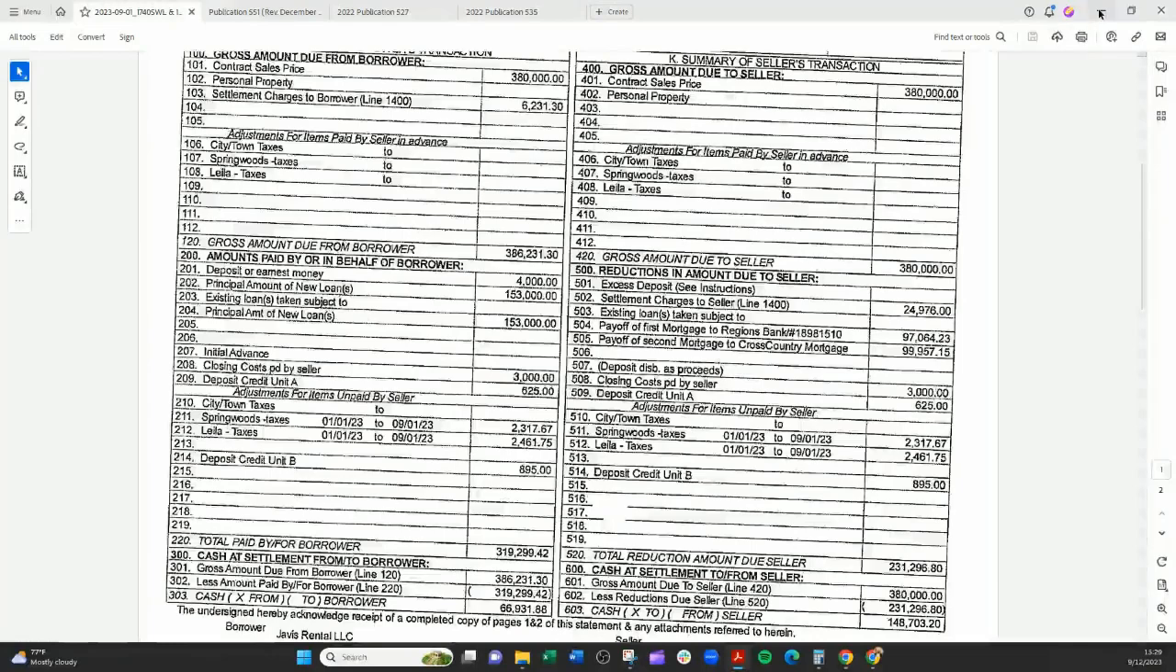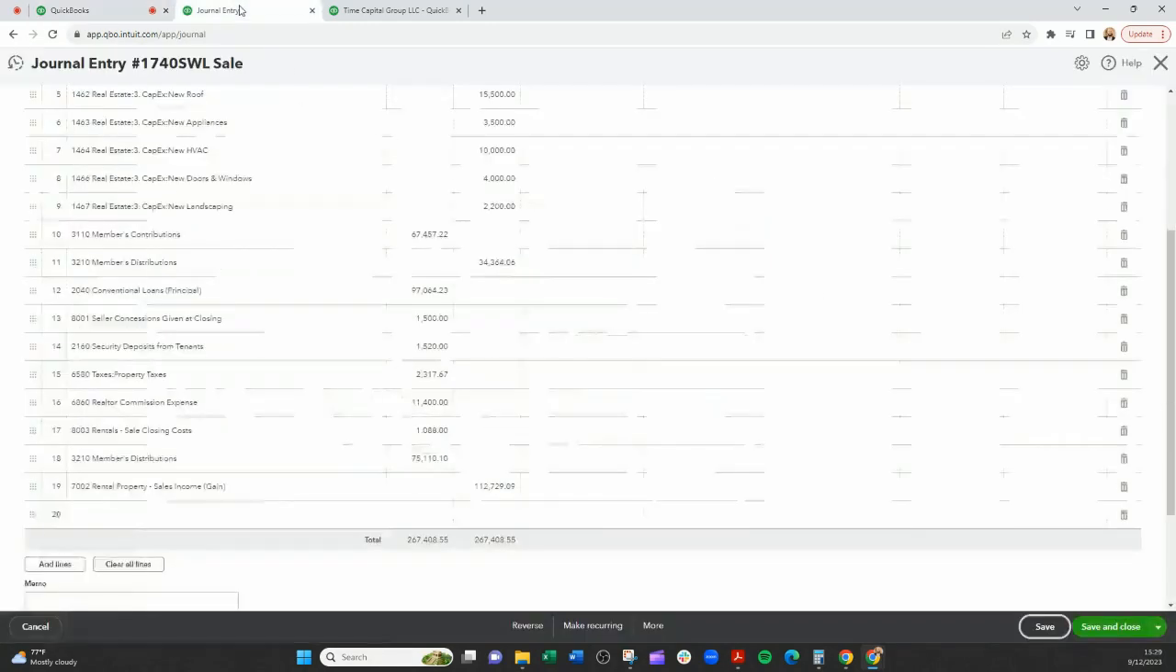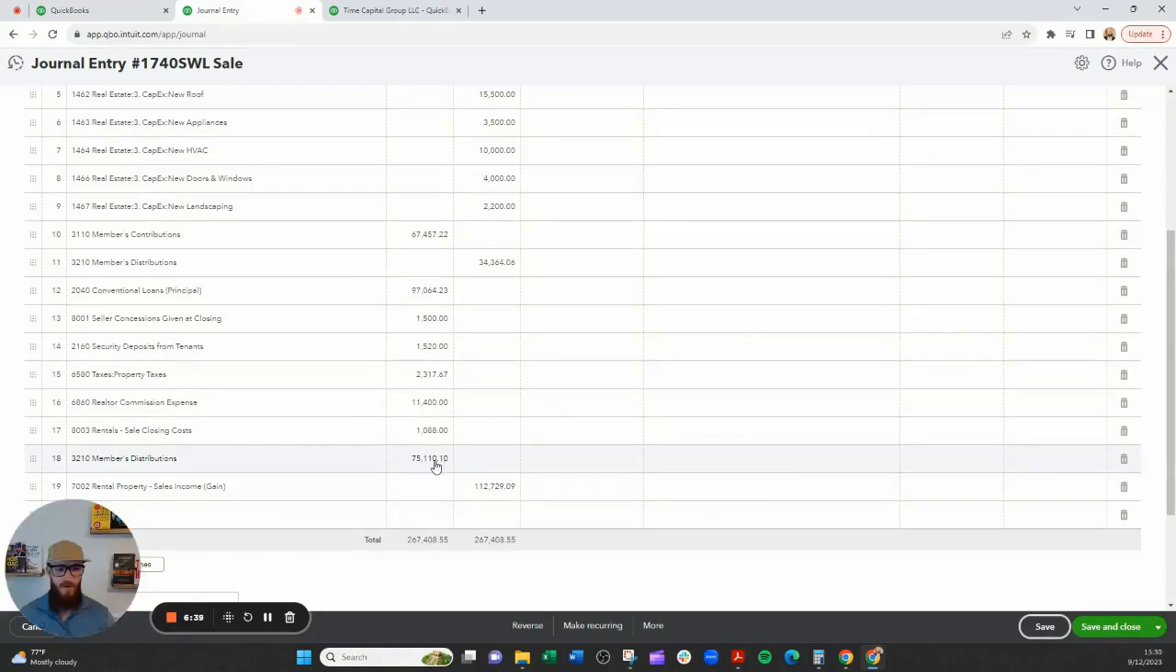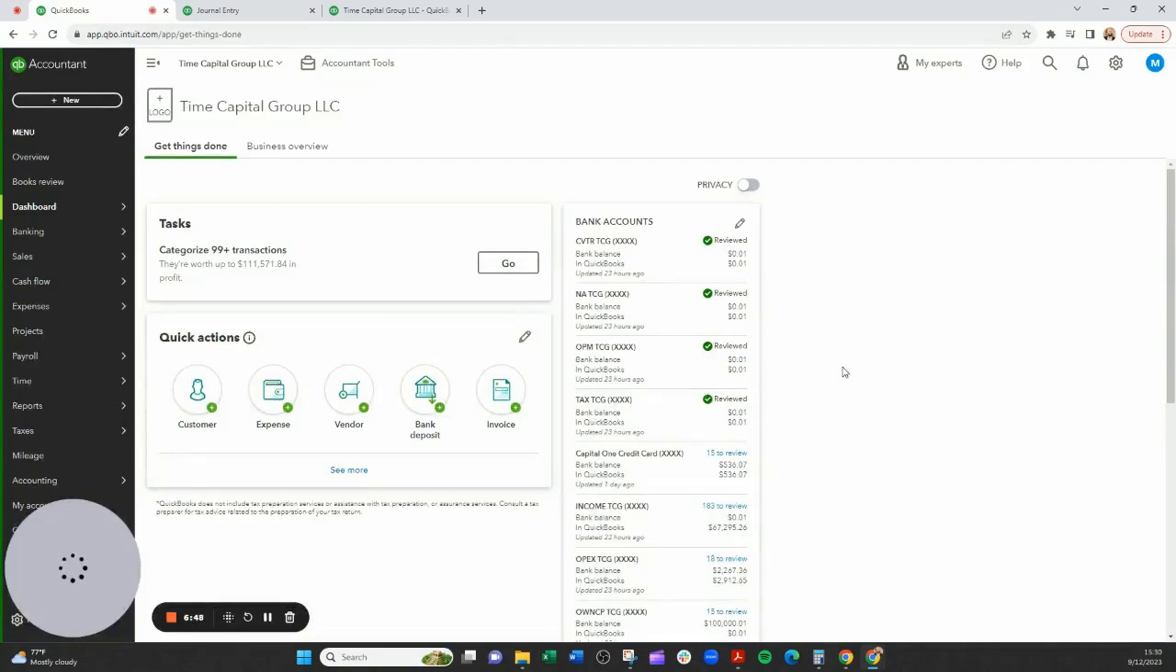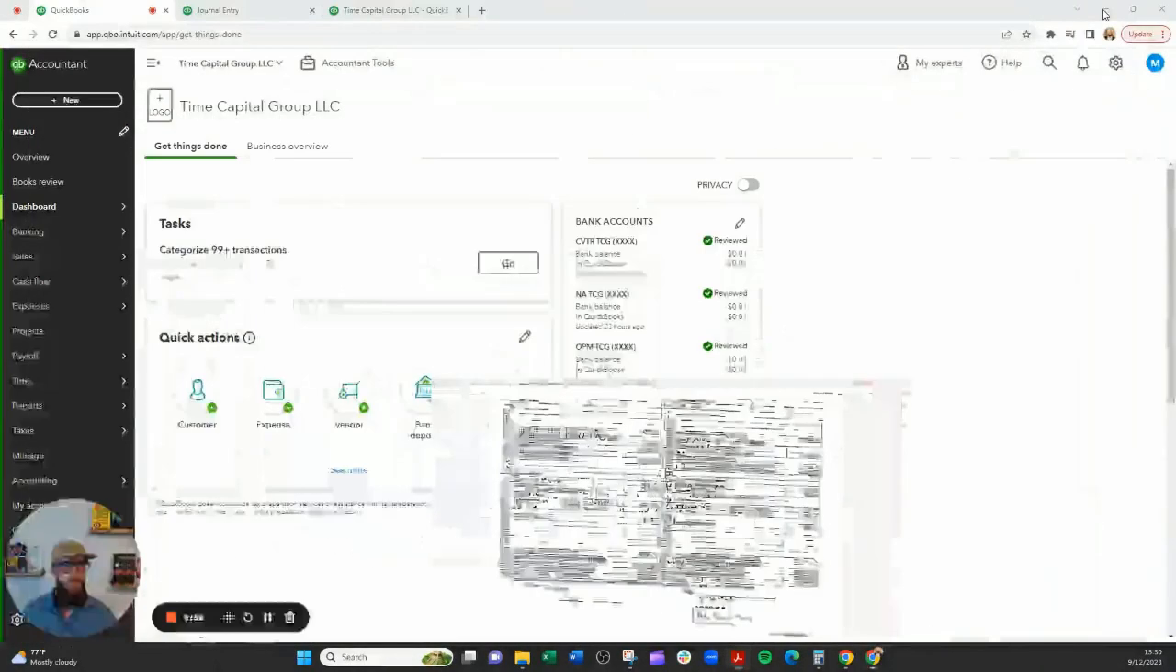Awesome. Now that we're familiar with this, for my calculations, what would normally be on the HUD statement is the cash to seller, after selling the property, the proceeds that go to the seller. And that number, referencing the journal entry that I've already input, is $75,110.10. We would normally get that figure off of the HUD statement right here, cash to seller. So 75K and some change would normally be right there.